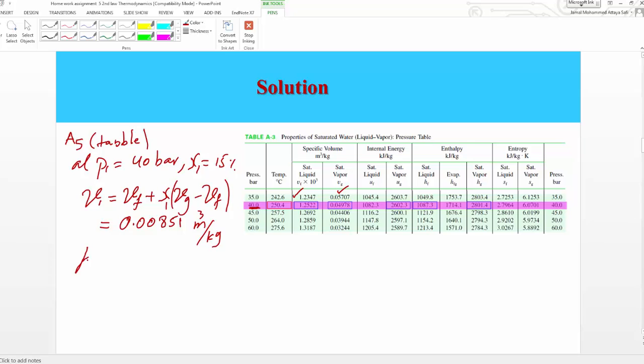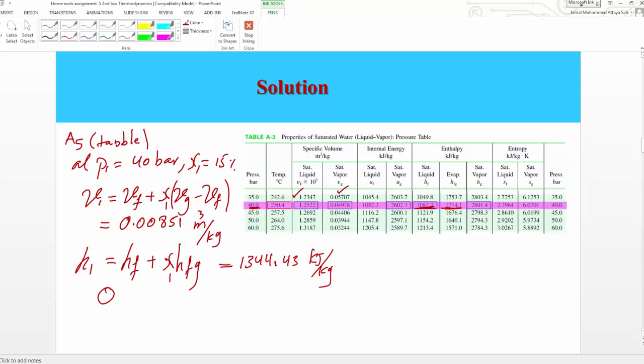Now you can also find H1, and H1 it's the same, HF plus X HFG, right? And look at what we have here. So this is HF at the same pressure. This is HFG, so I have them here, and X1 is 15%. If you put those numbers here, you will get H1 as 1344.43 kilojoule per kilogram, right?